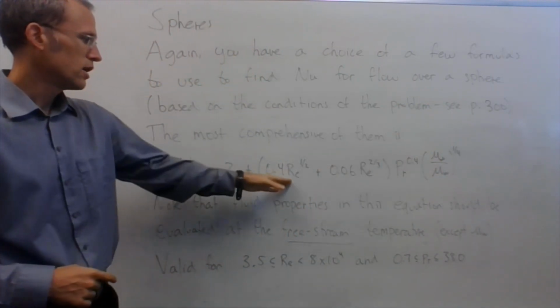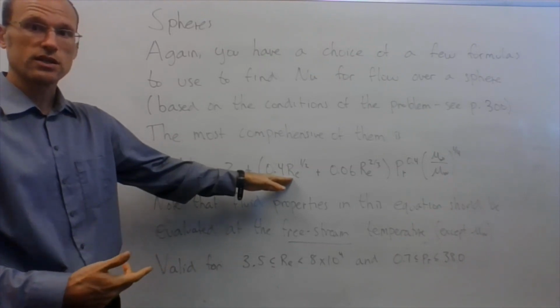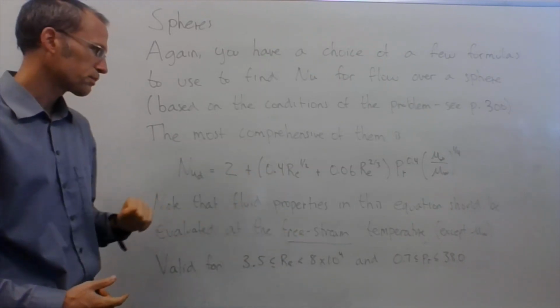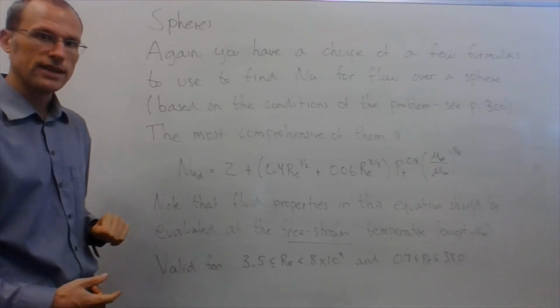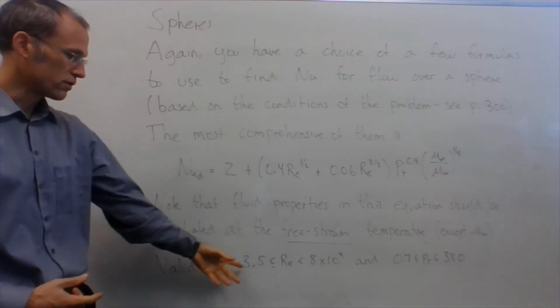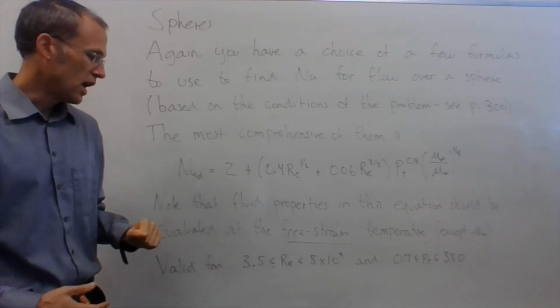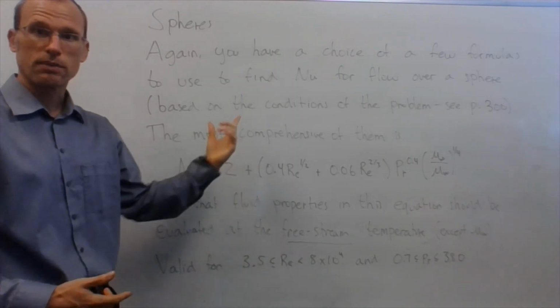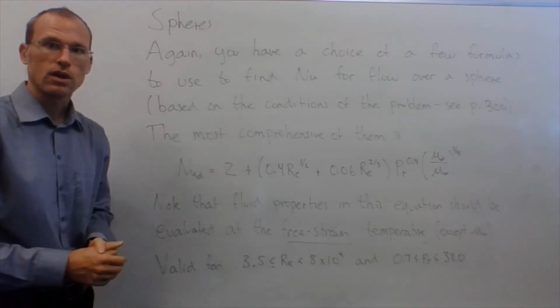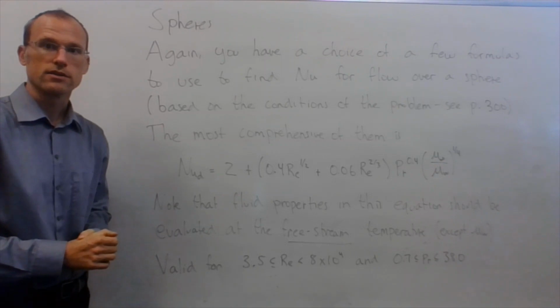So everything in here, in terms of Reynolds number, the densities, viscosities, all at the free stream temperature, and that gives you the Nusselt number in that case. Again, valid for certain Reynolds numbers, certain Prandtl numbers. If you're outside those ranges, again, textbook, page 300, has other equations to use in those circumstances.